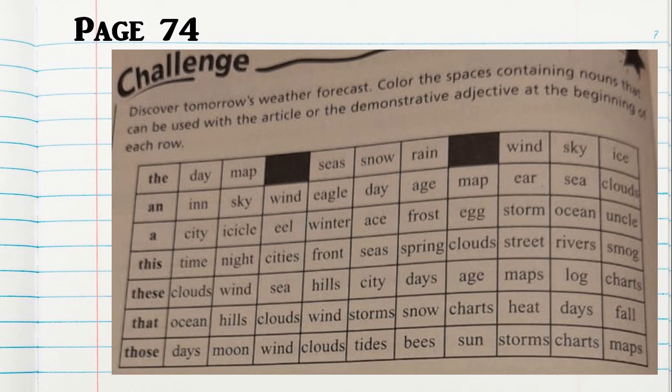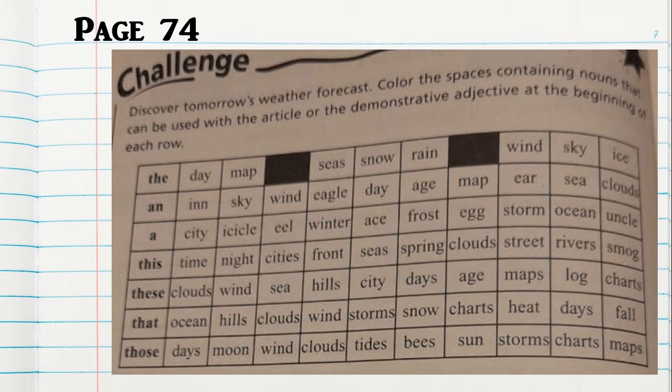So you will color day and map. Can you say or write the seas? Yes. So you will color each word that can be used with these adjectives, with these demonstratives. Remember, we use an with words that begin with a vowel. And in. We do not say an sky. We do not say an wind.